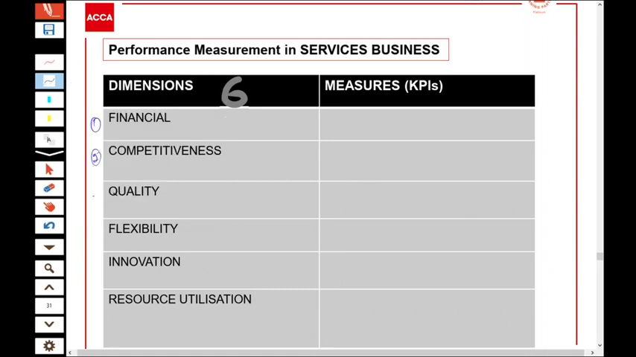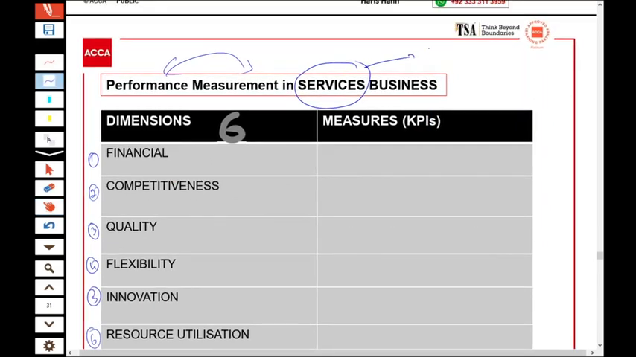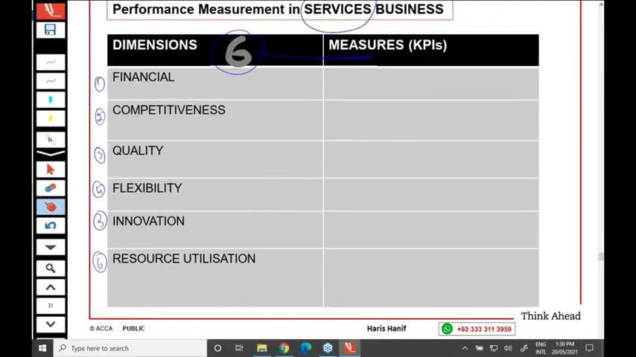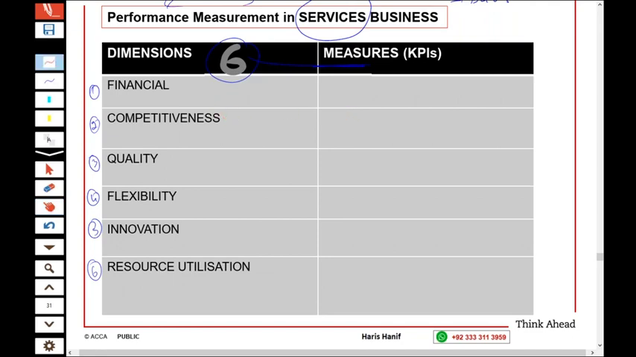Number 1, number 2, number 3, 4, 5, and number 6. That's performance measurement in service business. Now, what is a service organization? Like you can say hospital, banks, insurance companies. And there are different KPIs. Number 1 is the financial. Financial is the perspective. In balanced scorecard, there are 4 angles. In this framework, there are 6 angles. Now, the perspective of financial could be measured through the financial ratios.